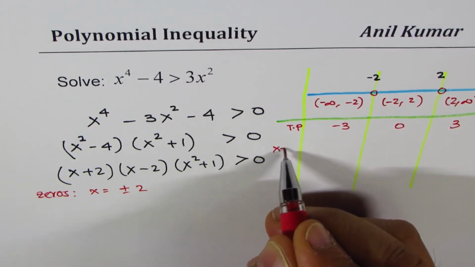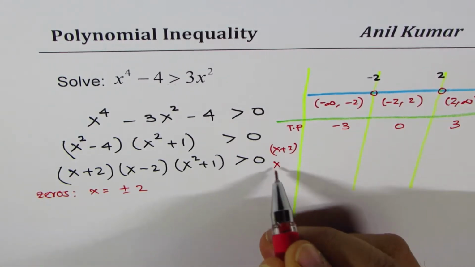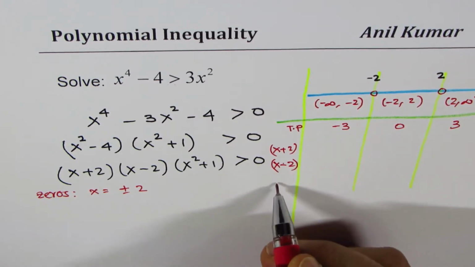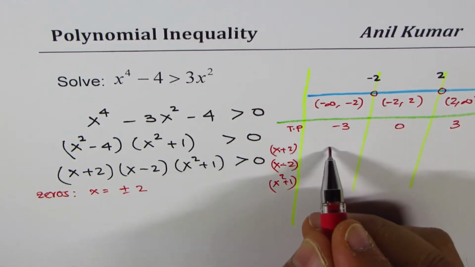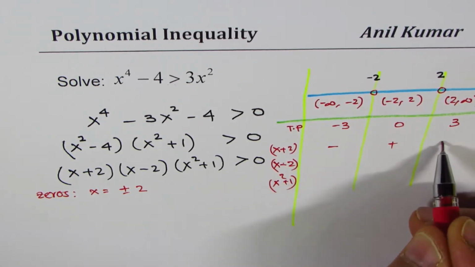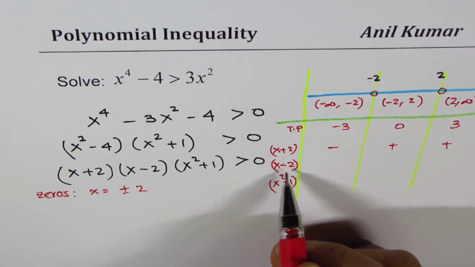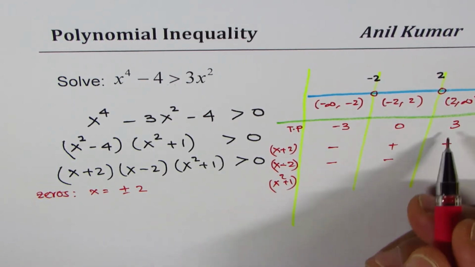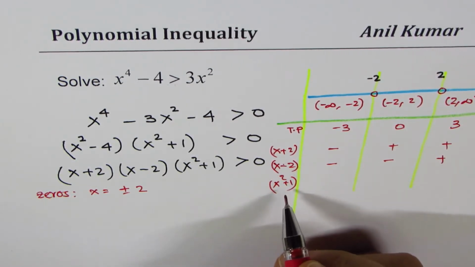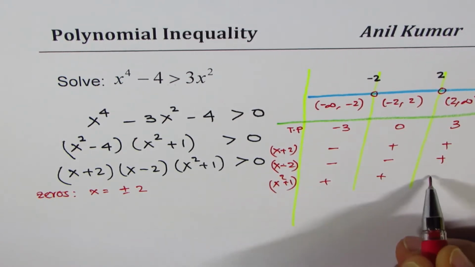So if I write x plus 2, x minus 2, and x squared plus 1, substituting minus 3 will make this negative. However, these two will be positive. For x minus 2, if I substitute minus 3, this will be negative. 0 will also give me negative. 3 will make it positive. As you know, this function is always positive.